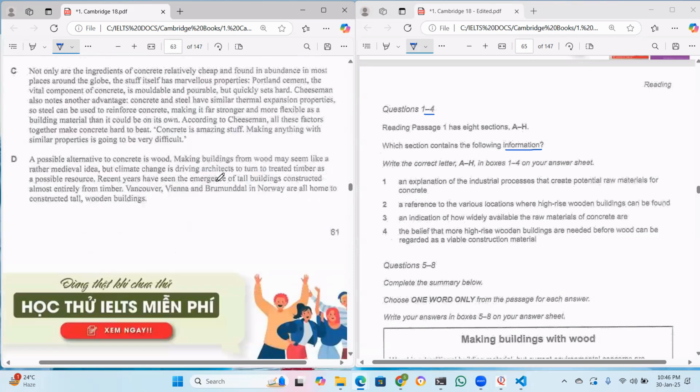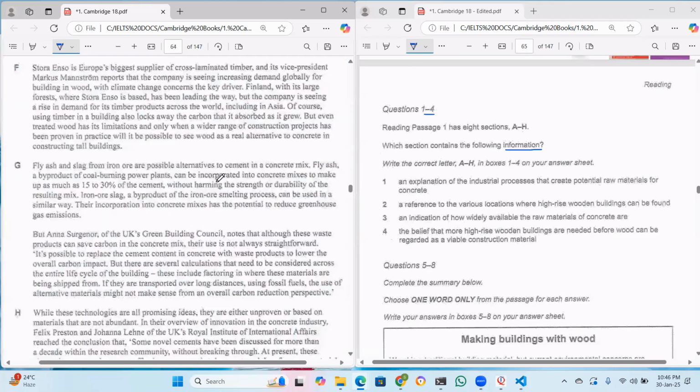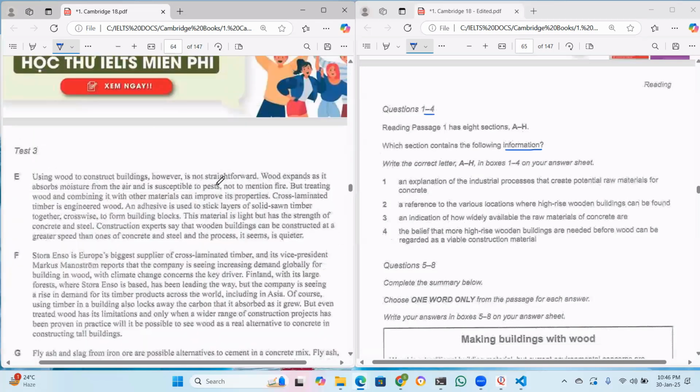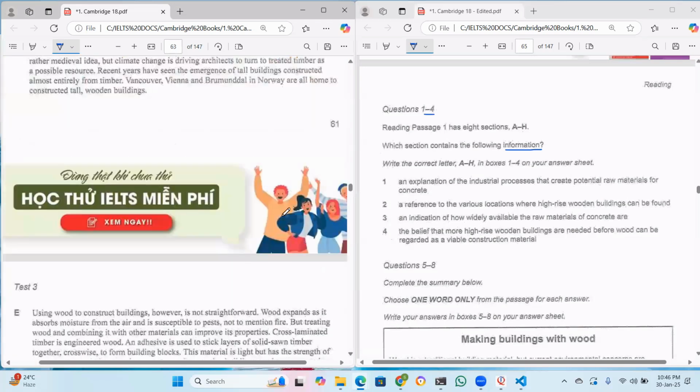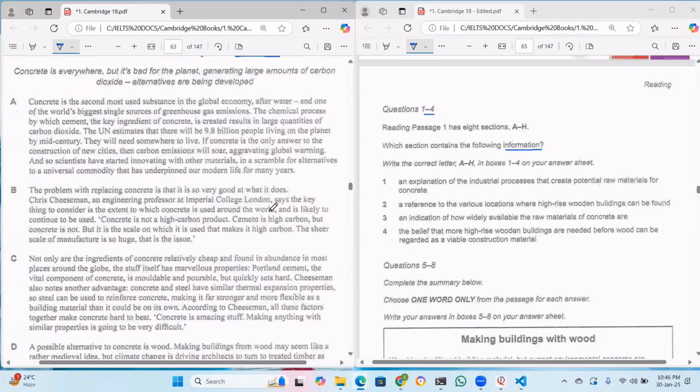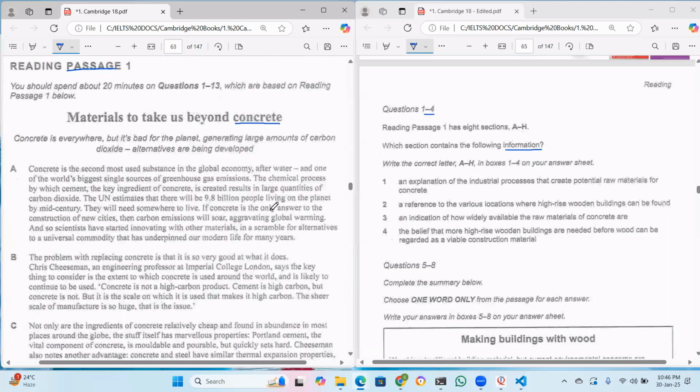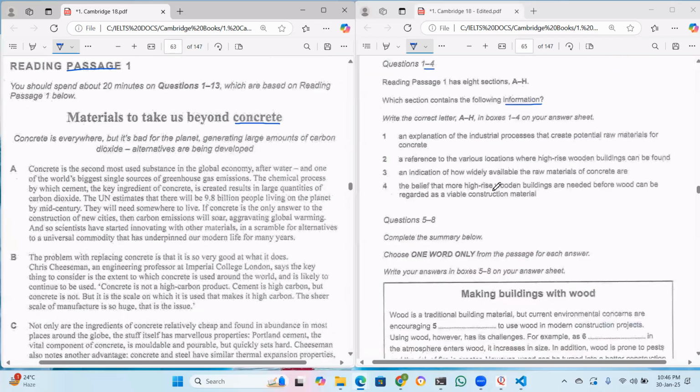From A to H, there are total 8 paragraphs, and you have 4 questions. So this is going to be a lengthy one because you have to read each and every paragraph before you answer these questions. So I have a strategy for you guys.